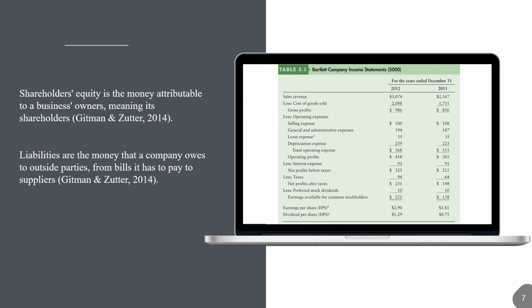Shareholders' equity is the money attributed to a business owner, meaning its shareholders. Liability is the money that a company owes to outside parties, from bills it has to pay to suppliers. The current liability accounts might include bank debt, interest payable, bills, rent, tax, wages, customer payments, individual payables and others, and the current portion of long-term debt.